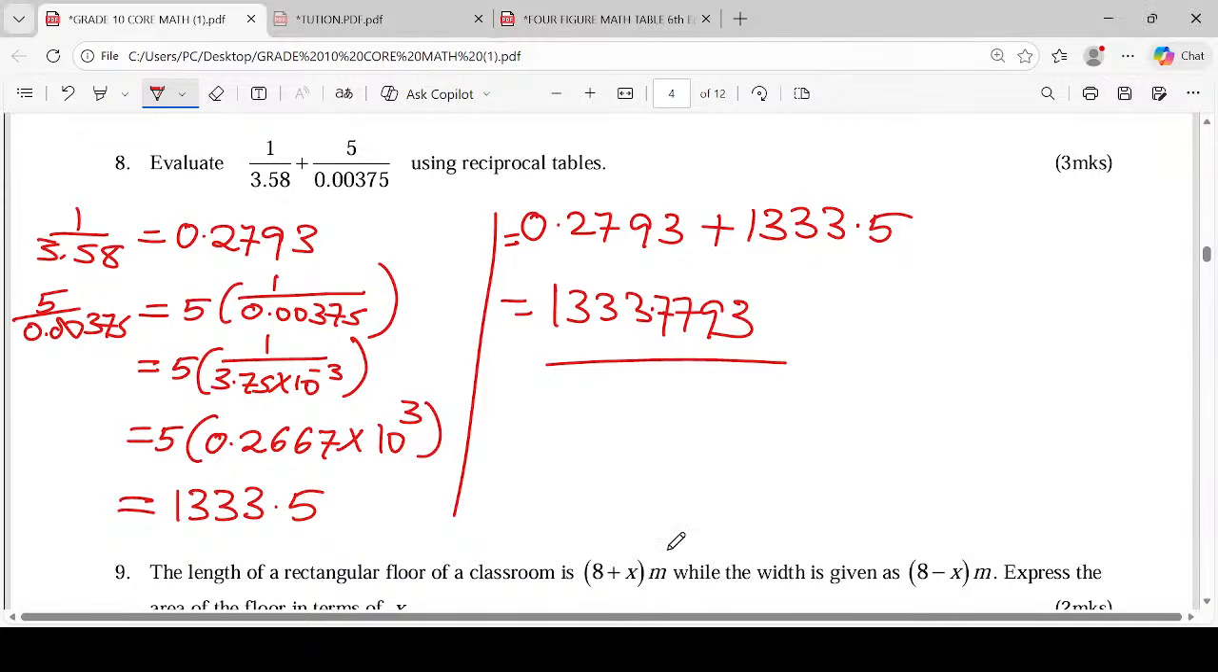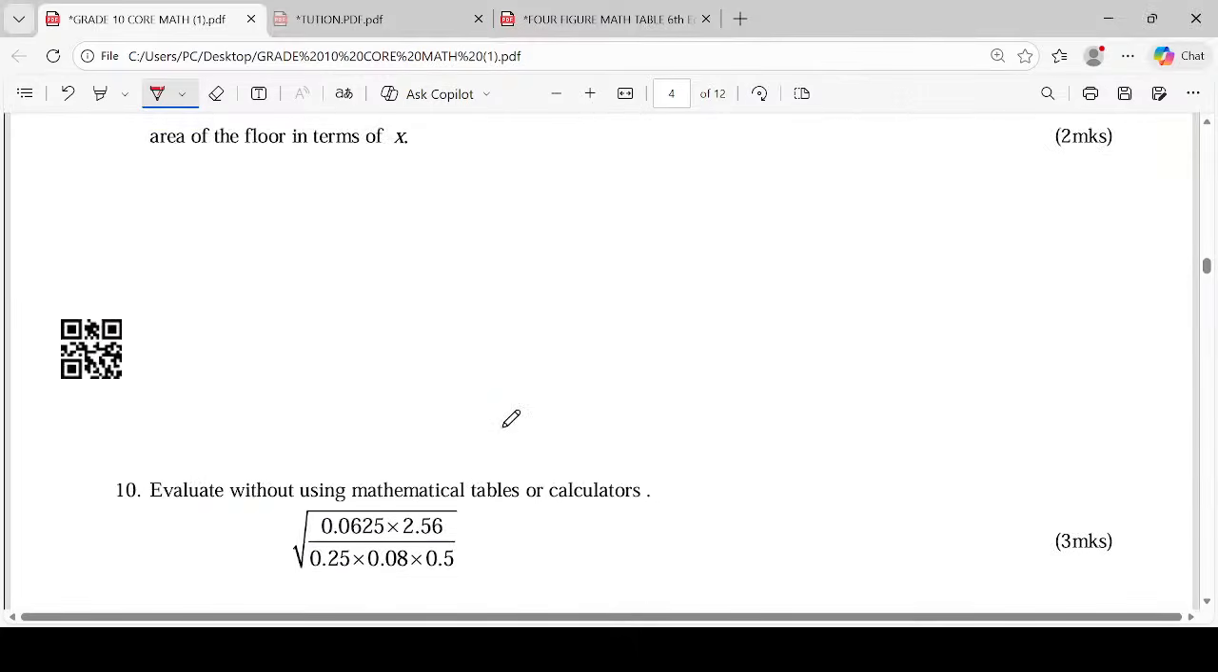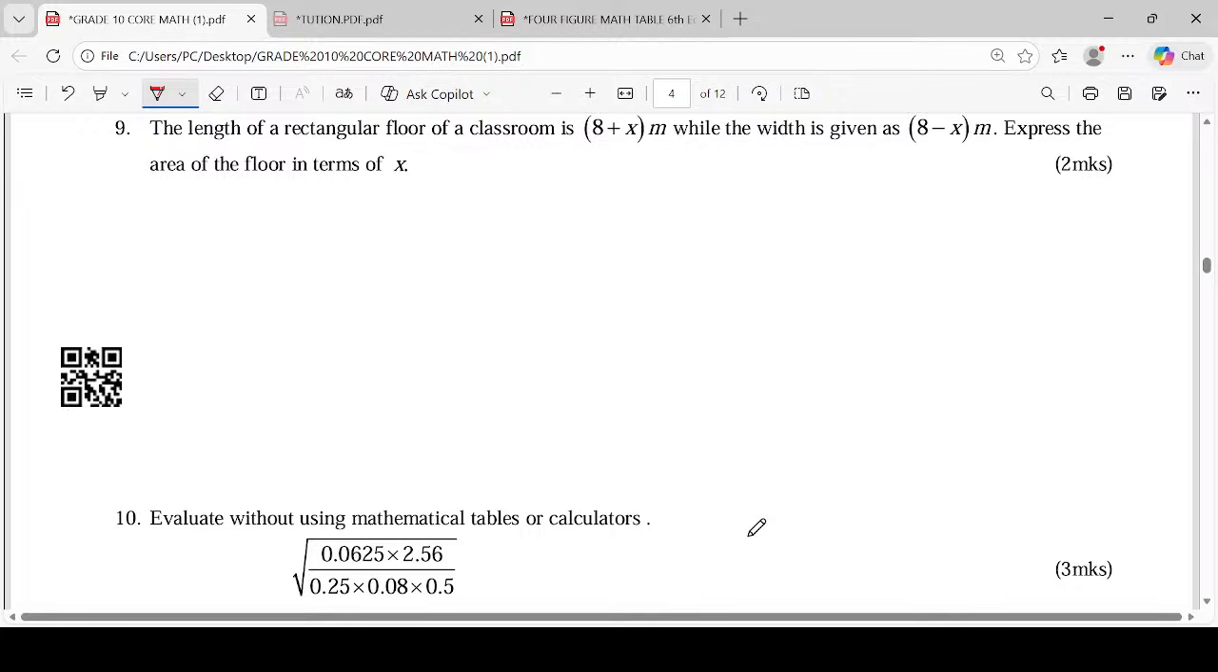Let's have a look at question number 9, ladies and gentlemen. The length of a rectangular floor of a classroom is 8 plus x meters, while the width is given as 8 minus x meters. Express the area of the floor in terms of x.